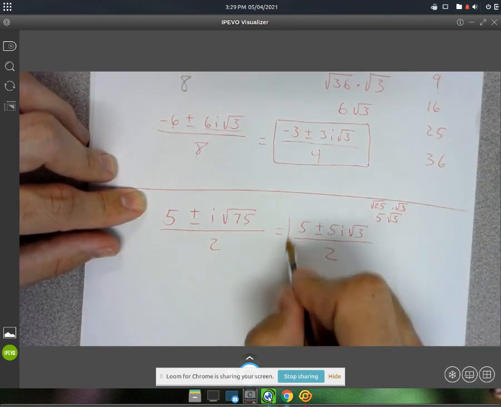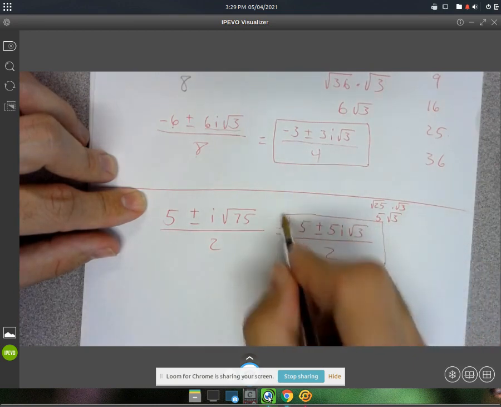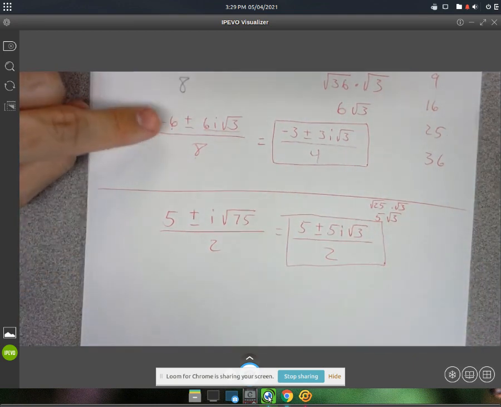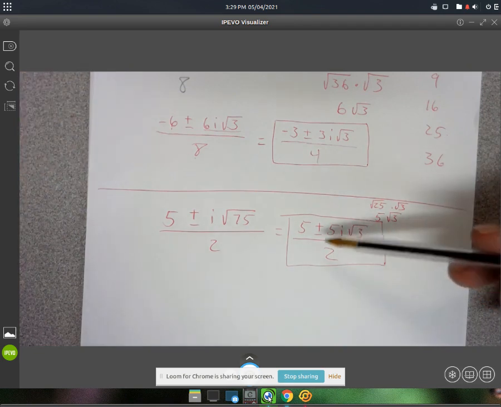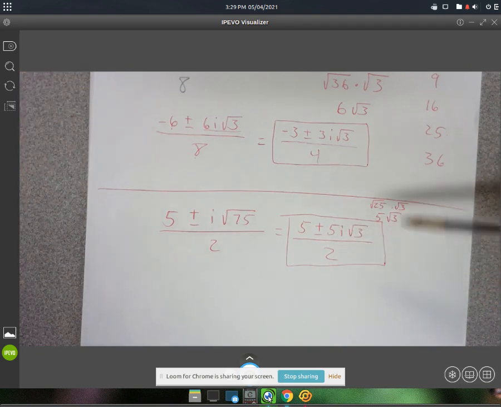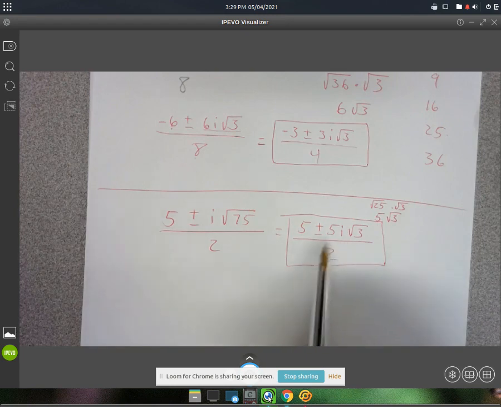See, this one won't simplify any further like this one did. Like here I divided by 2. This one, you can't divide any of the terms by anything, but this is the simplified answer. All right. So that's about it. Cool.